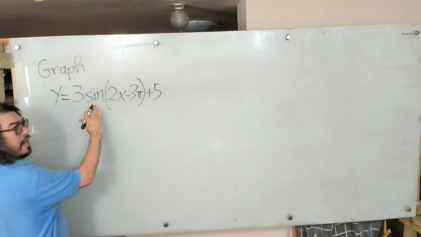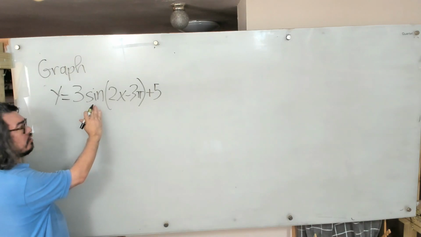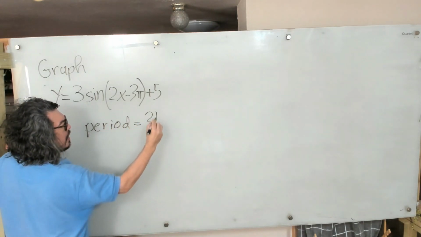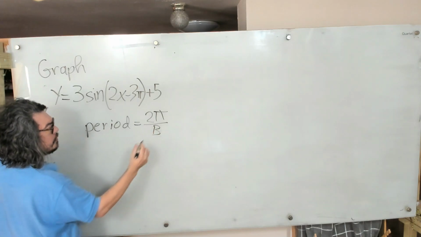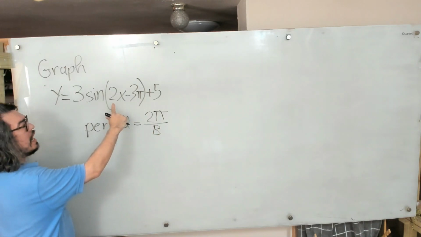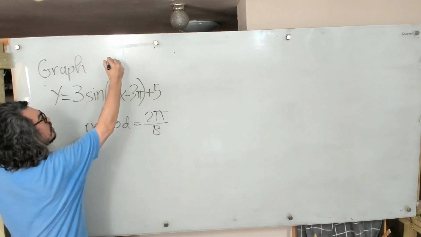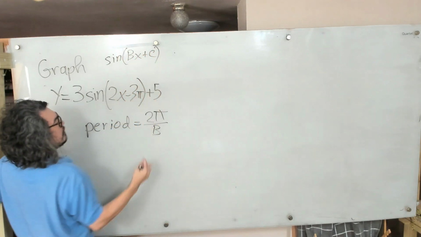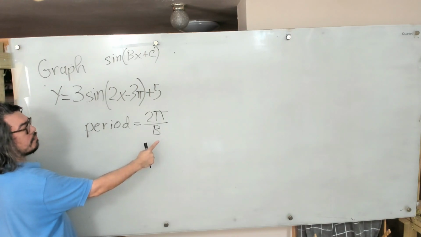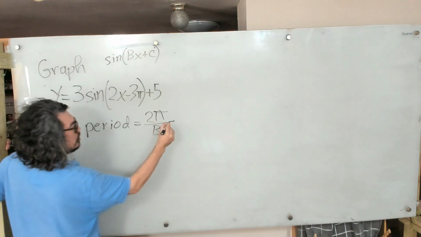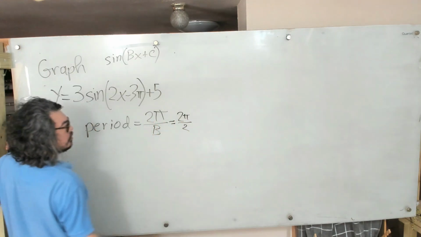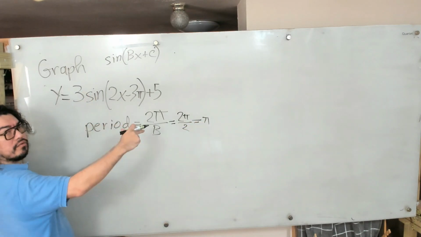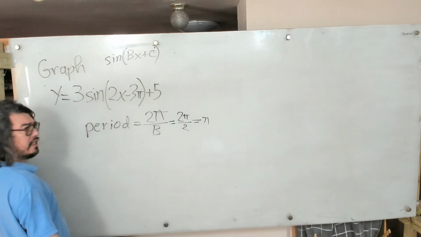We know that for the sine, the cosine, the secant, and the cosecant, the period is equal to 2 pi over b, where b is the coefficient of the x or the theta inside of the sine. So in other words, in the general case, it would be sine of bx plus c, and so the period would be 2 pi over b. Here, b is 2, so 2 pi over 2, which gives us just pi. So in other words, this graph will repeat itself every pi units in the x direction.